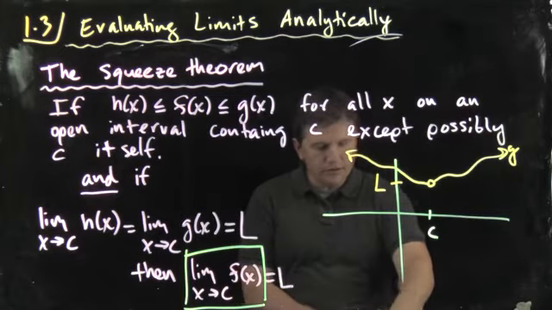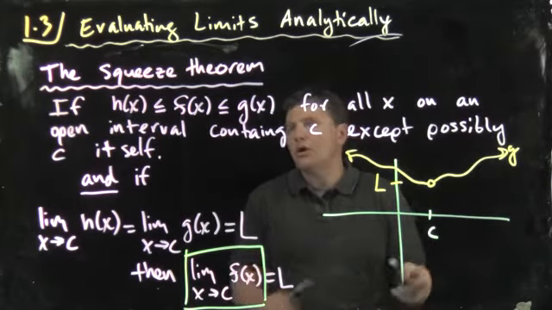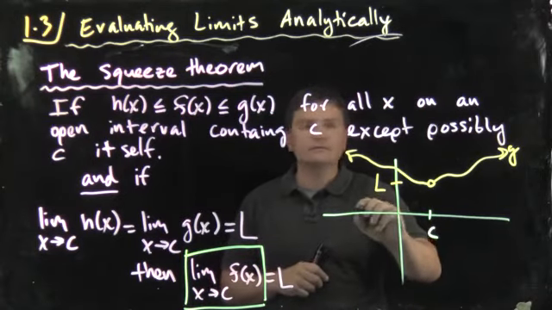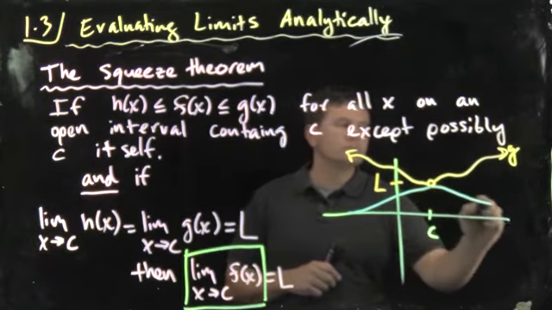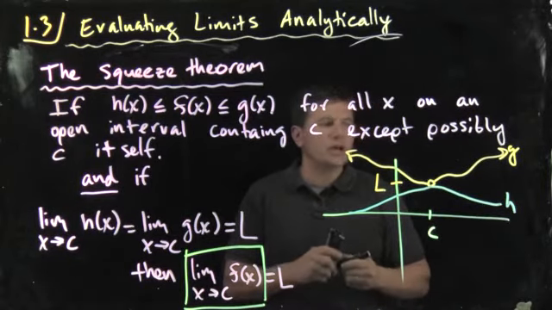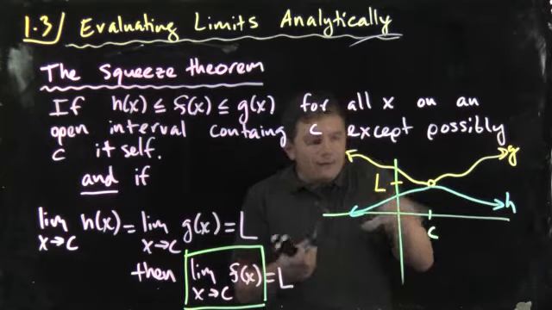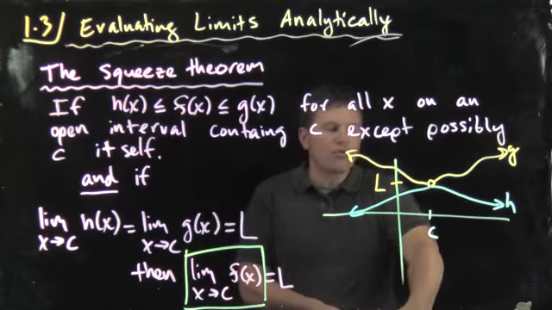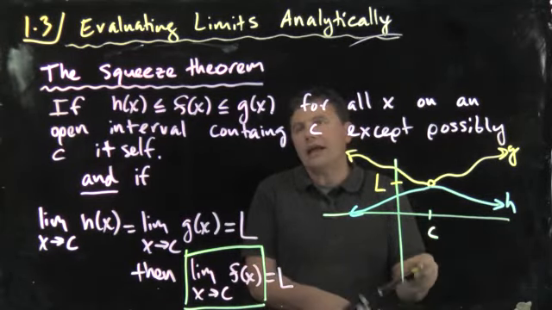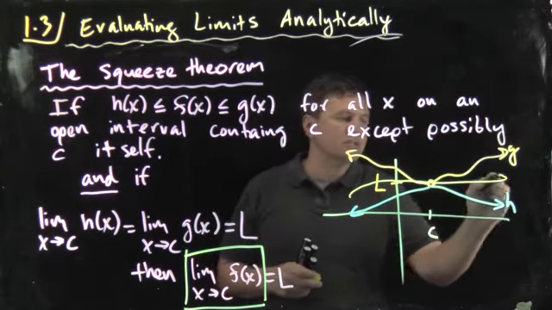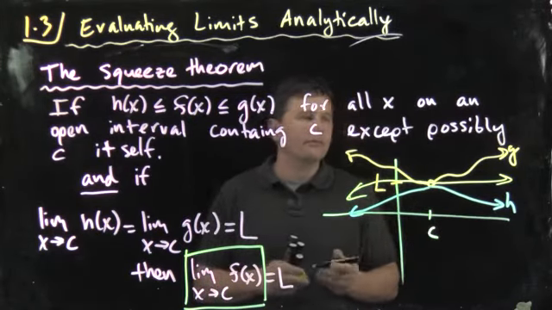And this would be our h. Then what happens, because they always have this relationship, the f gets squeezed through that limit, forcing f to have the limit of L through that point. And that's squeeze theorem.